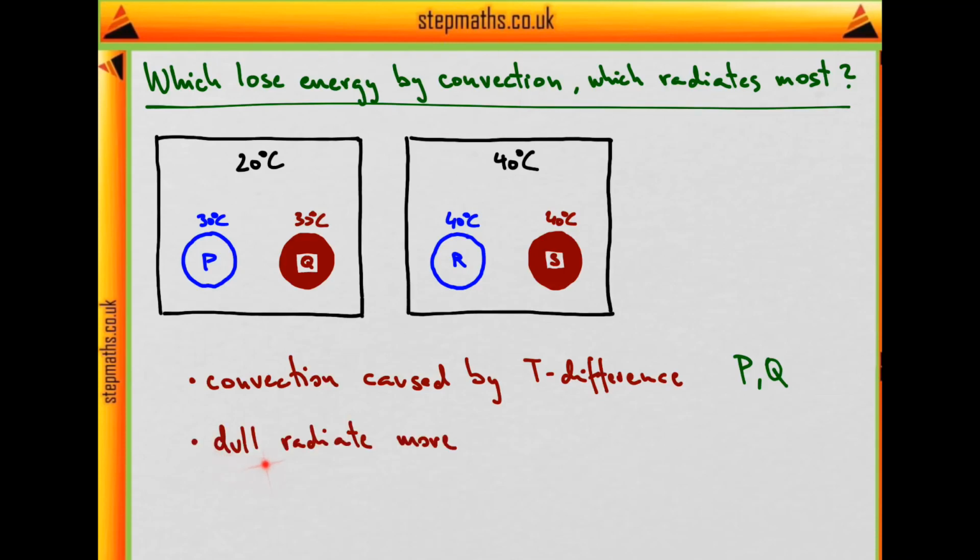Another point to note is that dull surfaces radiate energy more readily than shiny surfaces. Shiny surfaces generally are not as permeable as the dull ones, so they don't absorb well and they don't emit much. So it's probably going to be one of the dull balls which radiate the most.